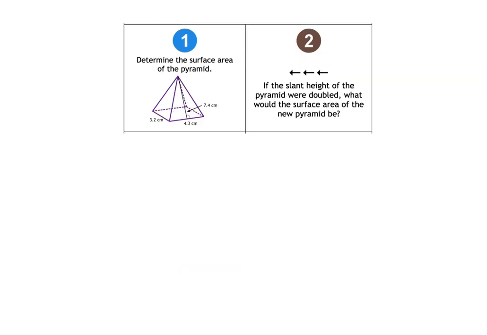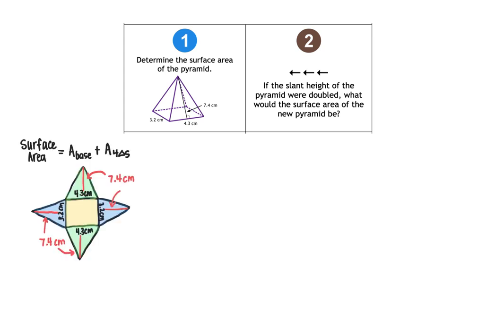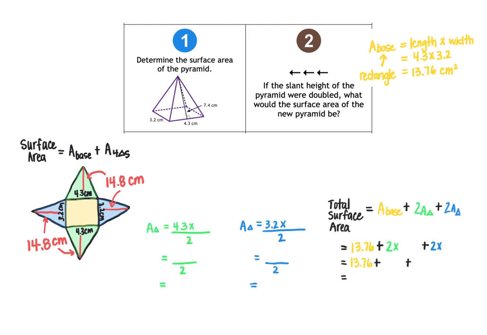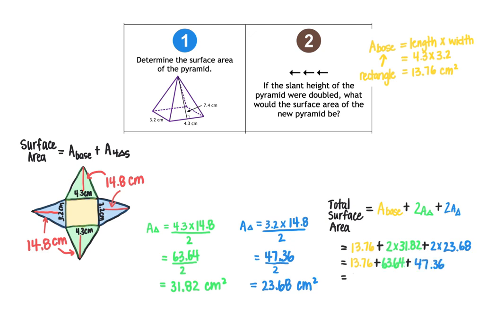Question number 2 asks us to consider if the slant height of the pyramid were doubled, what would the new surface area be? If we consider the net that we drew in the previous question, we'll know that the 7.4 will be doubled to become 14.8, but all the other measurements will remain the same. Our area of our base will still be the same as it was before, 4.3 multiplied by 3.2. Our area of our triangle calculations will change, and that will be multiplying by 14.8 as our height in each case. So when we go to determine our total surface area, our green triangle and our blue triangles will have changed, they'll have increased.